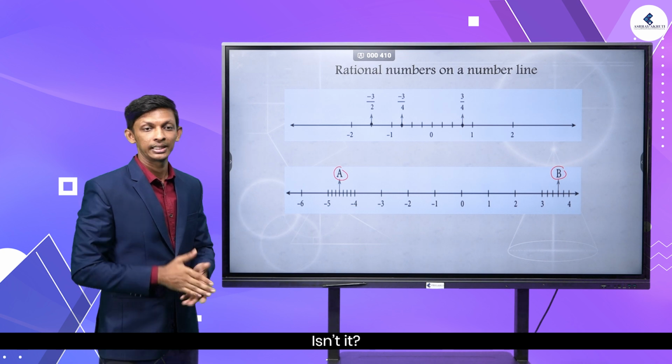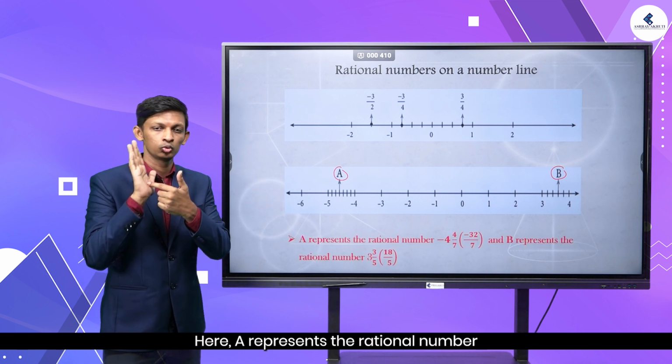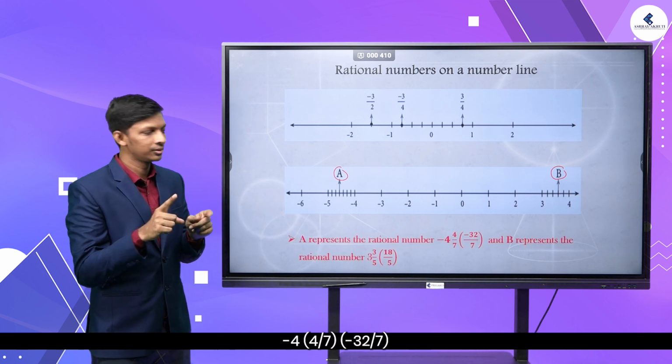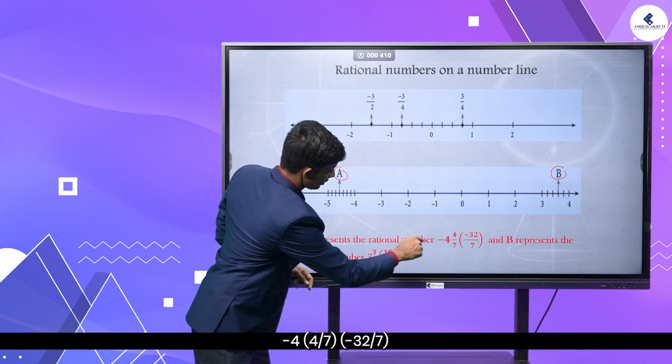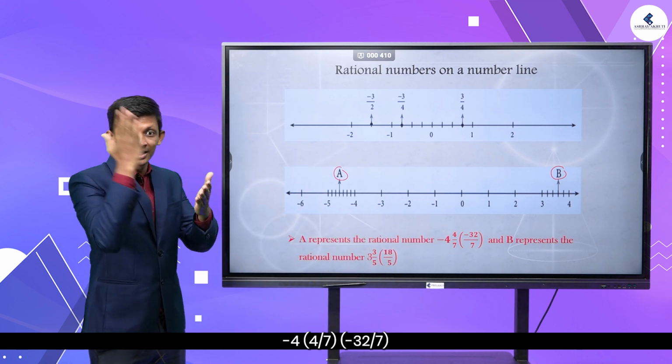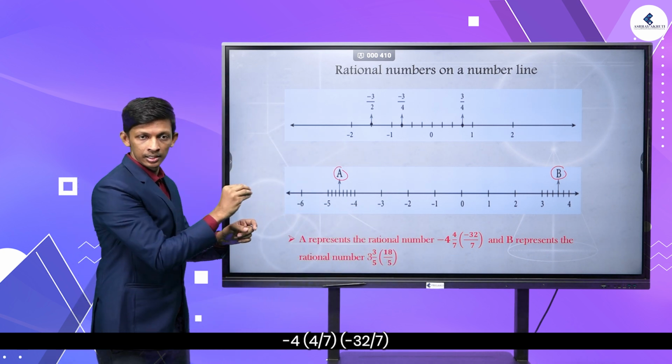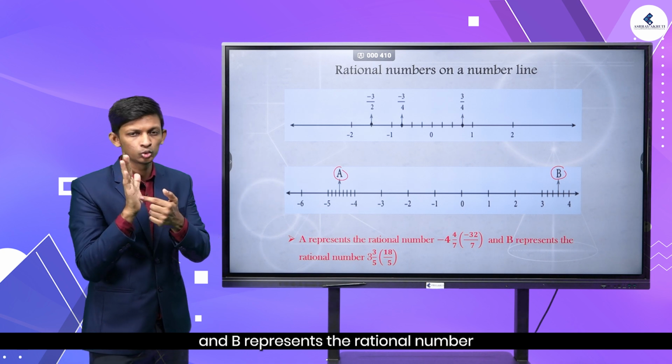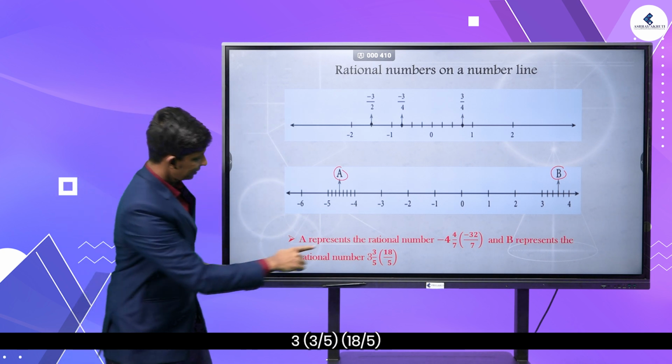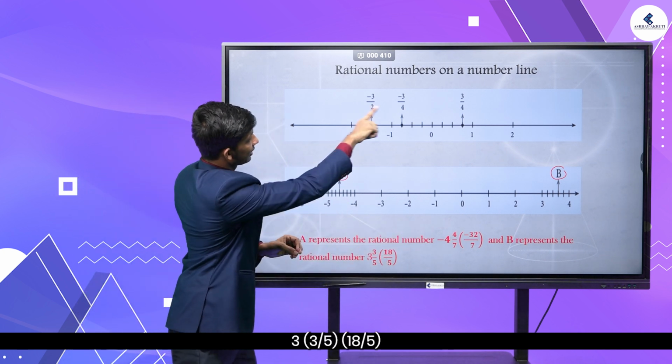Isn't it? Here, A represents the rational number minus 4 by 7 or minus 32 by 7, and B represents the rational number 3 by 5 or 18 by 5.